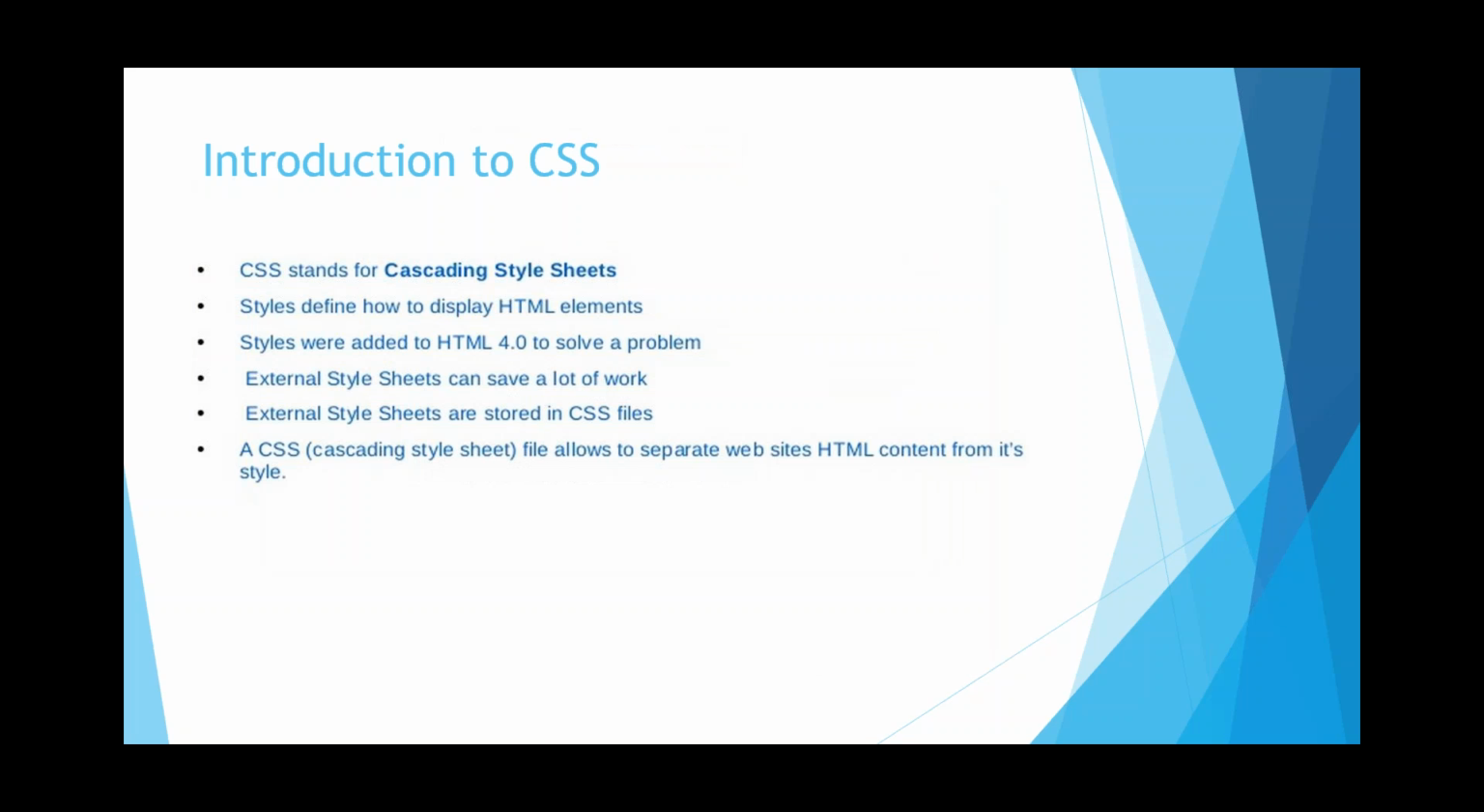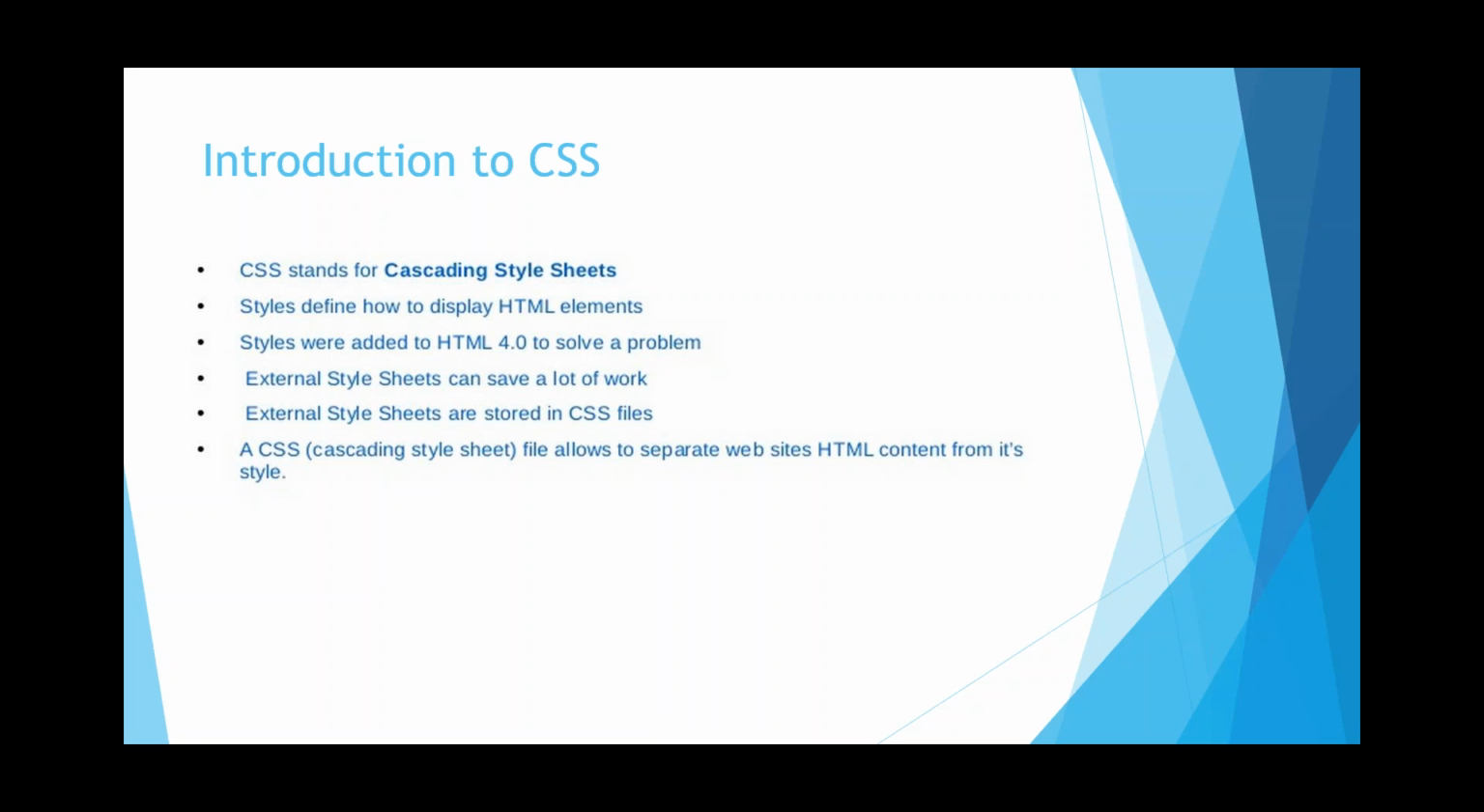Okay, now introduction to CSS. What is CSS? CSS is cascading style sheets. Styles define how to display HTML elements. Styles were added to HTML 4.0 to solve a problem. So from HTML 4.0, CSS existed. External style sheets can save a lot of work. External style sheets are stored in .css files. All HTML files will have the extension .html. All CSS files will have the .css extension.